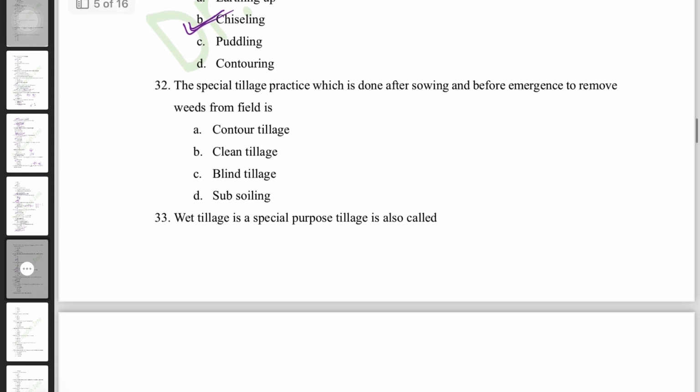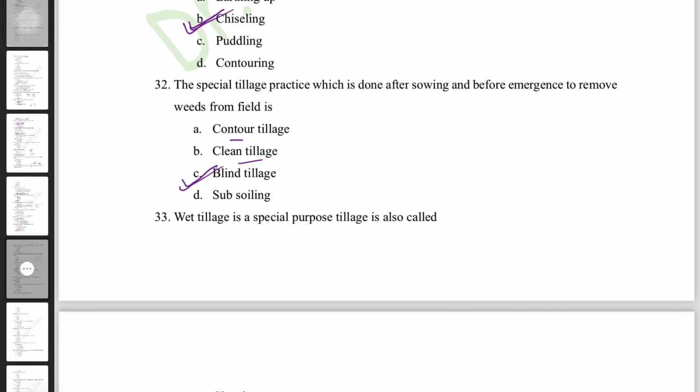Next, the special tillage practice which is done after sowing and before emergence to remove weeds from the field. After sowing and before emergence you have to do that practice to remove the weeds. That is called blind tillage.